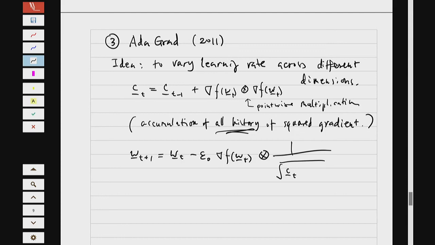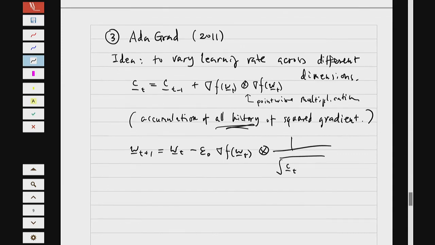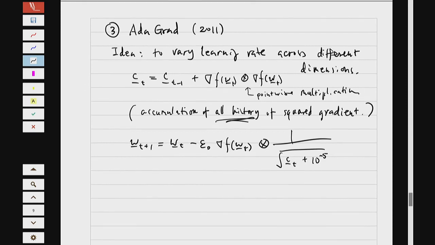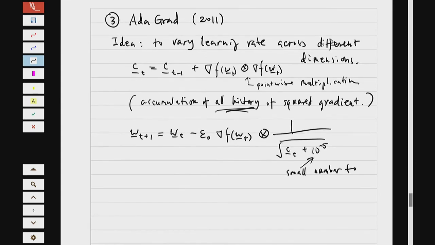If in the past I have a very steep gradient, very large C_t, then I tend to use a smaller step size now, yeah? Okay, this epsilon naught is just to control the general size that we have for everyone, but this C_t is more specific to the particular direction, right? But usually we also add a small number for numerical stability, just in case some of the C_t is nearly zero, especially when you get close to the optimal point, right? Yeah, so you add this small number for numerical stability.